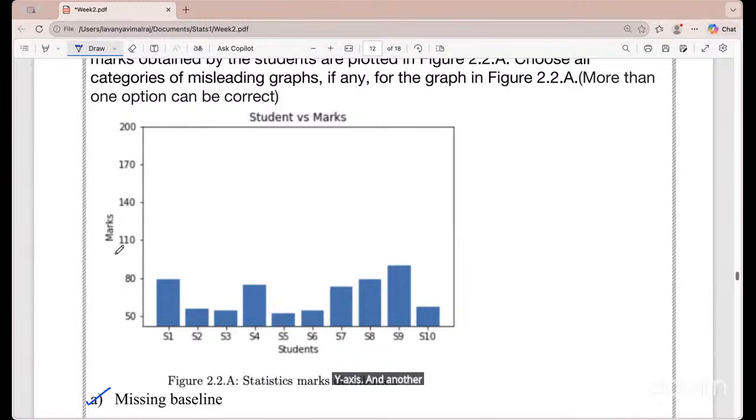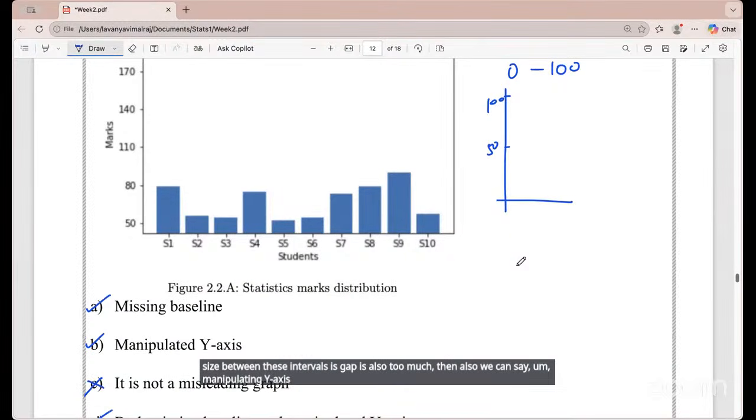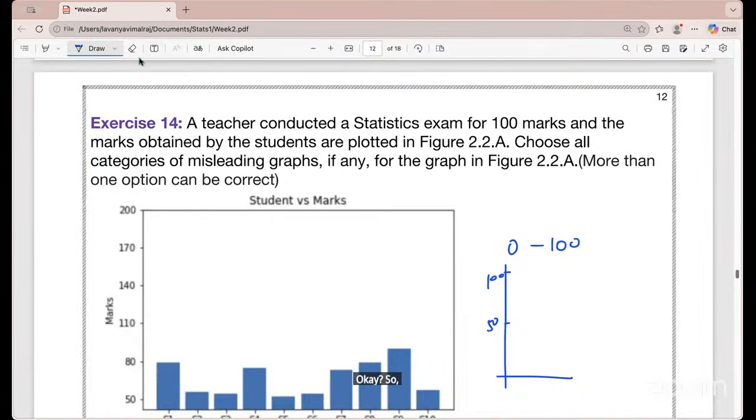And another thing, sometimes you see that, let us say the total marks is just between 0 and 100. Now if you are making the intervals, suppose 0 to 50 and then 50 to 100, then what are the values of this graph? If the gap between these intervals is also too much, then also we can say manipulating y-axis is happening. Manipulated y-axis error is happening. So these are the scenarios in which we can observe manipulation of y-axis.